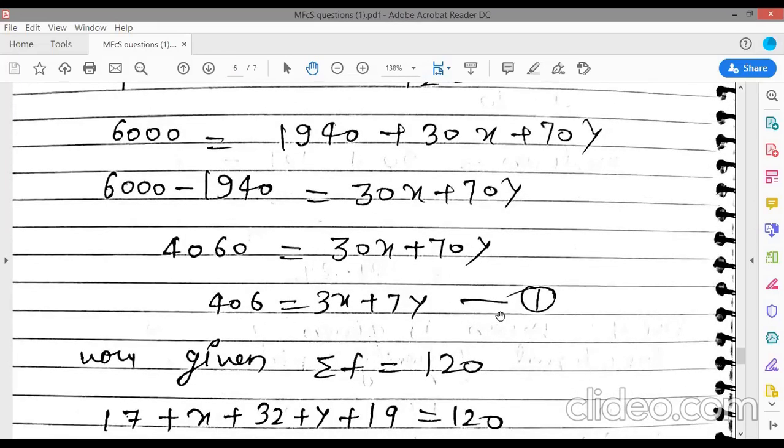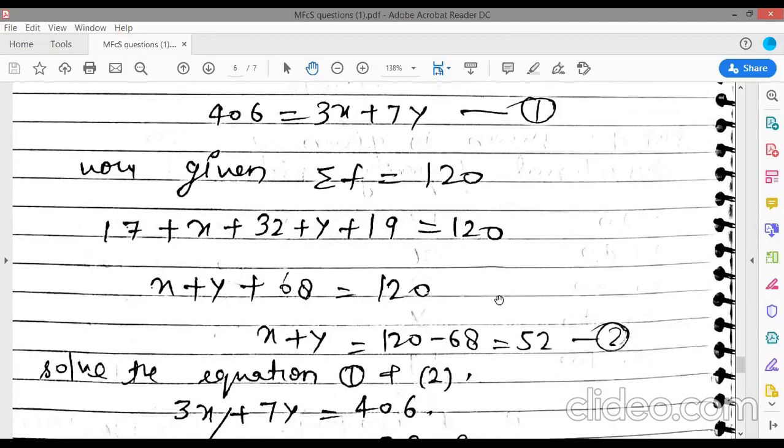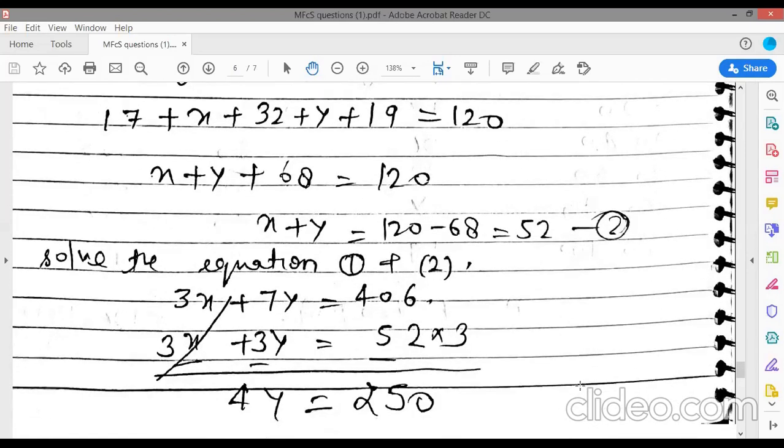This is your first equation, so mark as first. Now given summation f is equal to 120, so this is your total frequency. So just write total frequency, x plus y plus 68 is equal to 120. So x plus y is your 52. This is your second equation, so mark as second. Now solve equations 1 and 2.